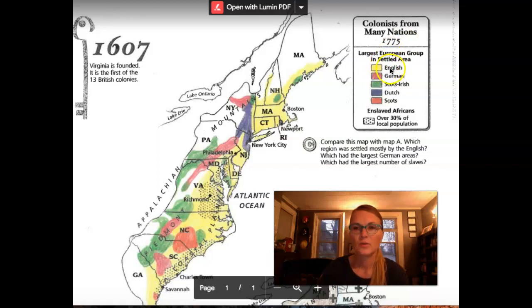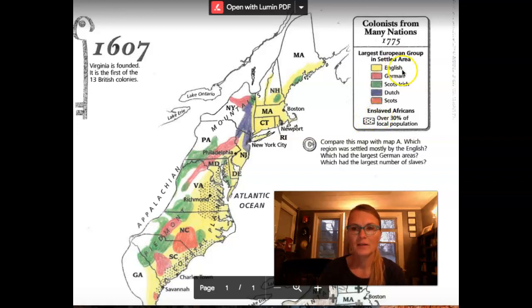All right, and so we notice that different colors tell us something. It says largest European group to settle in the area. So notice it doesn't say largest group living in the area. So we still have to ask questions. It says largest group who settled in the area. So that's going to tell me that this map does not represent people who were there before the colonies were started. This map is showing me the people who came over to make the colonies.